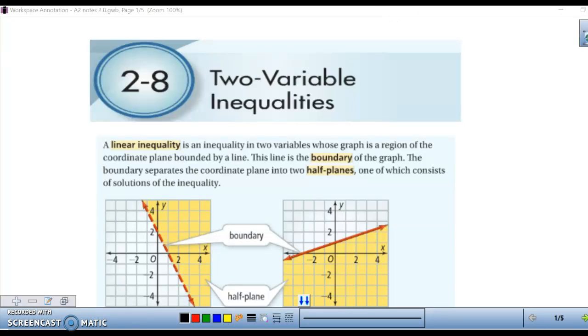Welcome to Algebra 2. This is Chapter 2.8, Two Variable Inequalities.